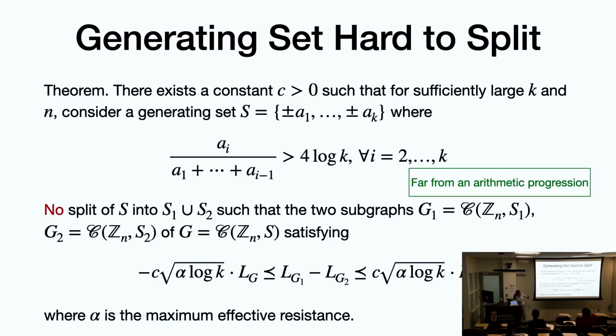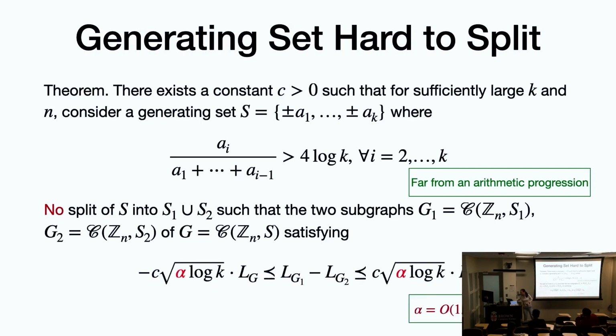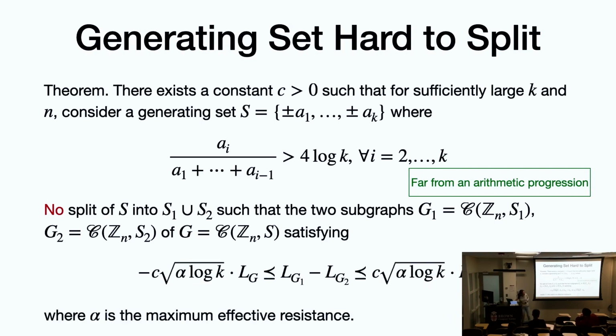And we show this theorem by two theorems. So first, we replace this bound by C times root log K over K. So there is no alpha here. And second, we show that alpha is not too large. Alpha is roughly 1 over k. And then combining these two results, we will get this bound.